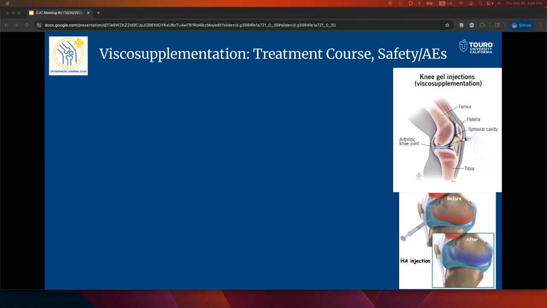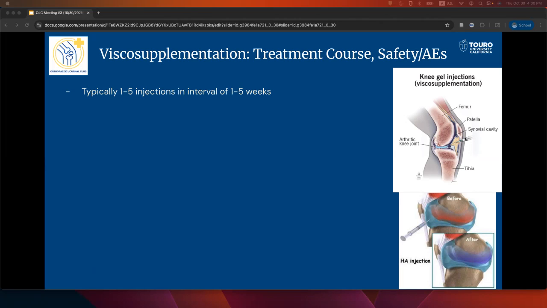And so for viscosupplementation, we're going to talk a little bit about treatment courses, safety, and adverse events. So typically it's 1 to 5 injections in the interval of 1 to 5 weeks. Some orthopedic surgeons do it 1 to 4 weeks. But in knee osteoarthritis, a series of 3 injections at 1 week intervals is the most common.